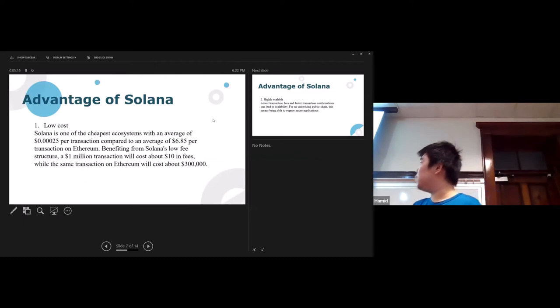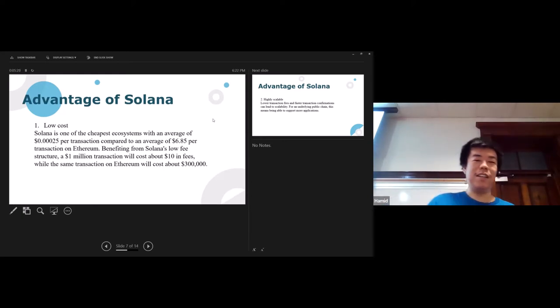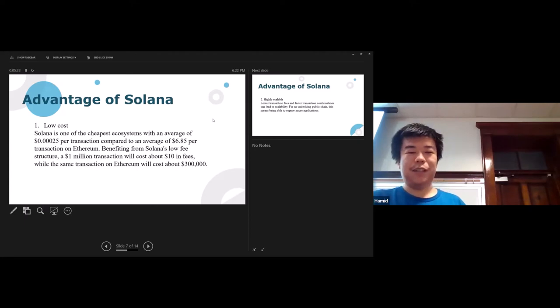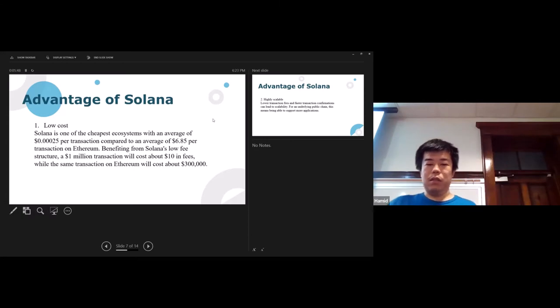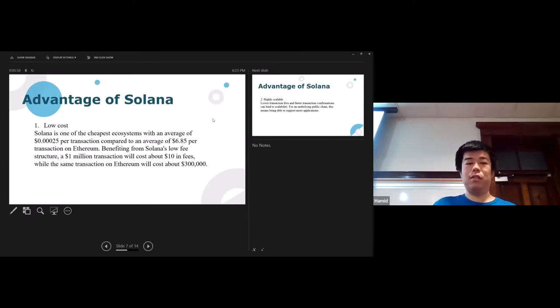Yeah, then let me introduce the advantages of Solana. The first is the low cost. Solana is one of the cheapest ecosystems, with an average of a very low price per transaction compared to an average of 6.85 per transaction on Ethereum. Benefiting from Solana's low fees, a $1 million transaction will cost about $10 in fees, while the same transaction on Ethereum will cost about $300,000. So Solana is better than Ethereum now.